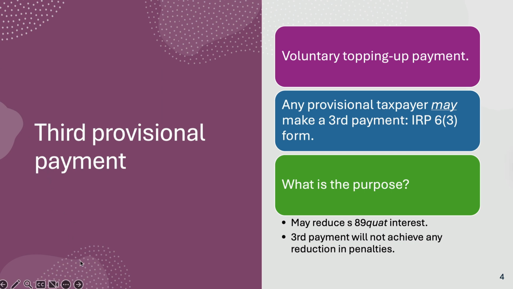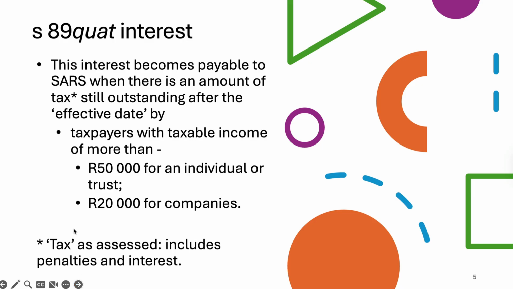When we talk about interest, and it's a little technical here, we talk about Section 89 Quat of the Income Tax Act. Interest is charged under that provision on certain provisional taxpayers, and it kicks in from what we call the effective date. Although the third provisional payment doesn't achieve any reduction in penalties, it can certainly assist in reducing any interest that you might end up paying to SARS. This 89 Quat interest becomes payable to SARS when there's an amount of tax still outstanding after the effective date.